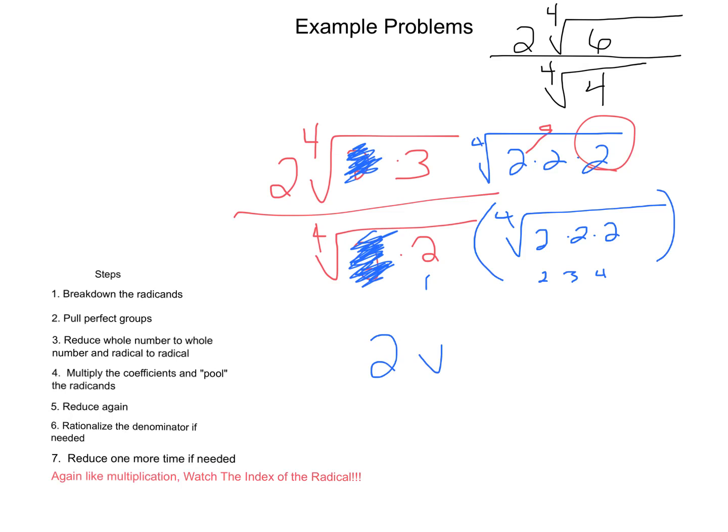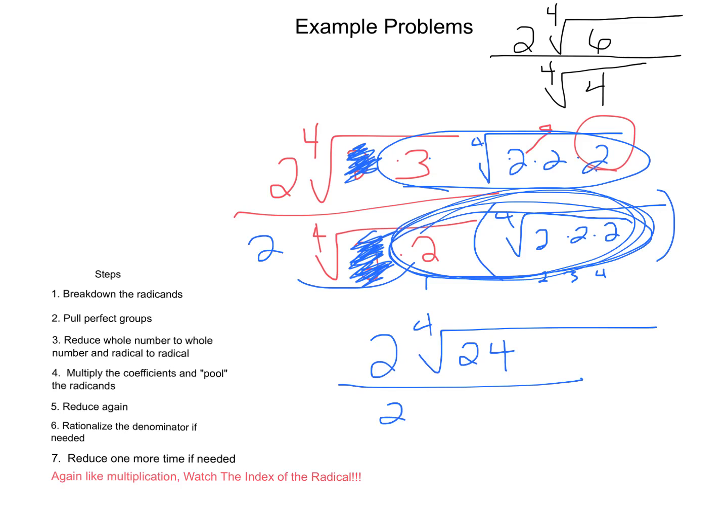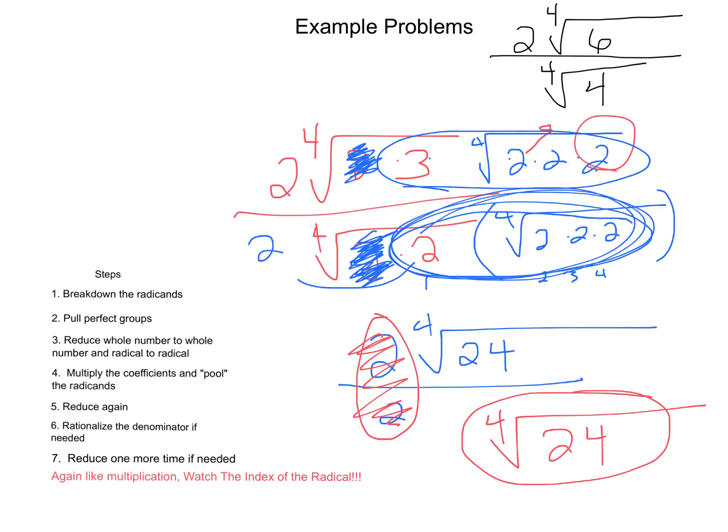So 2 fourth root of, I'm going to multiply this up here all together. So 2, 4, 8. 8 times 3 is 24. All over. Now this right here creates a perfect group. It's going to kick out as a 2. And then our last step, reduce again if possible. Well, I can reduce these guys right here, and they may cancel off, leaving you with a final answer of the fourth root of 24. And there it is.